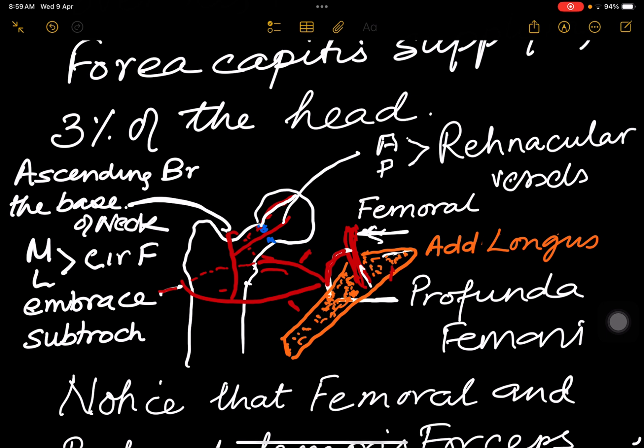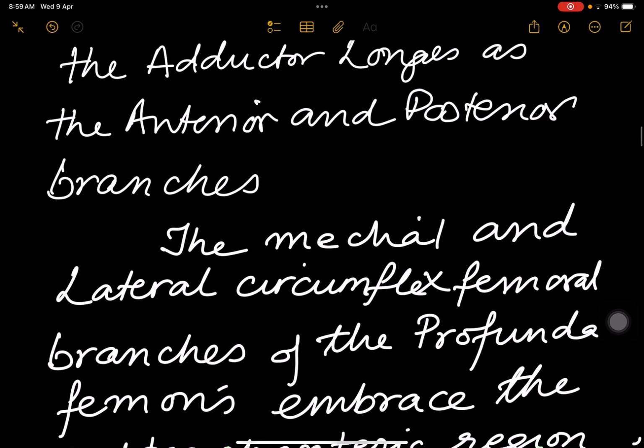From this arterial arch arise the retinacular vessels or lateral epiphyseal vessels, which pass anterior and posterior to the neck to supply the rest of the head of the femur. So these are the retinacular vessels, and we'll see the anatomy of these retinacular vessels in a little bit greater detail.